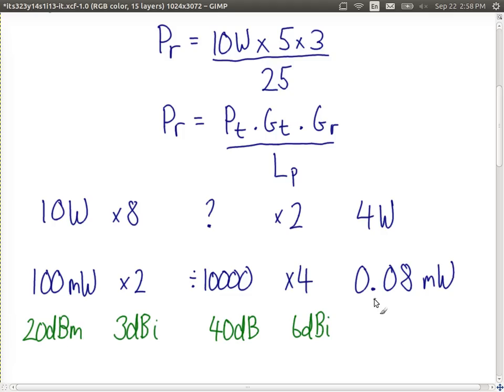And can someone do it on the calculator for me? 0.08 milliwatts. Log base 10 of 0.08 times by 10. All we're doing is the logarithm of the number times by 10. 0.08 milliwatts converted to dBm is approximately minus 10.969. Approximately minus 11 dBm. So decibels is just a different way to express those power levels or those factors.